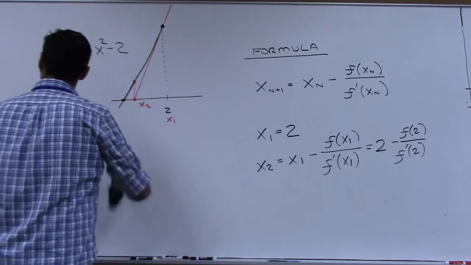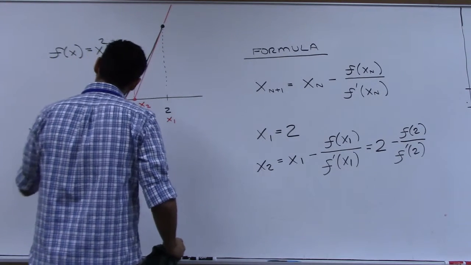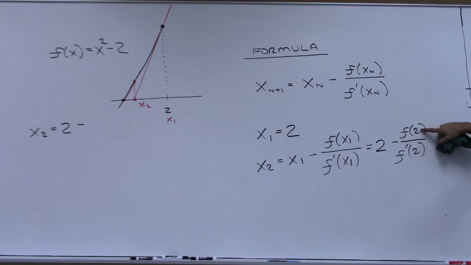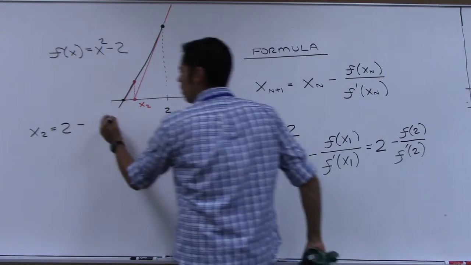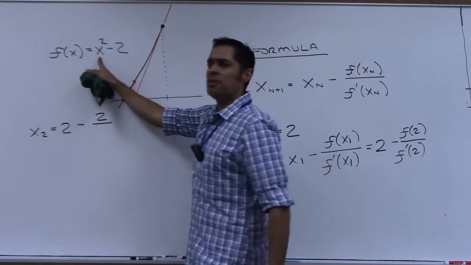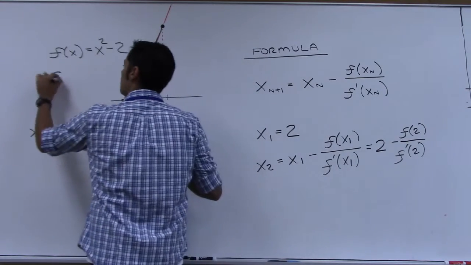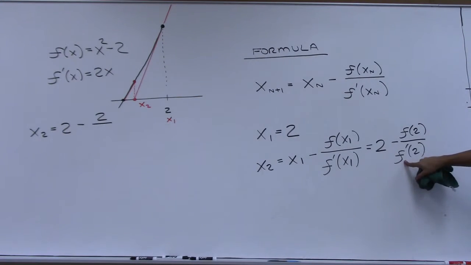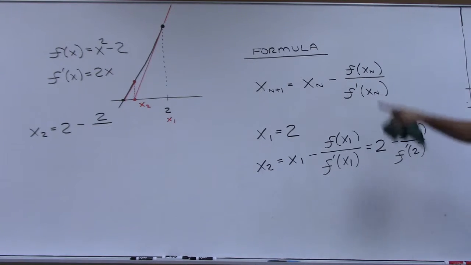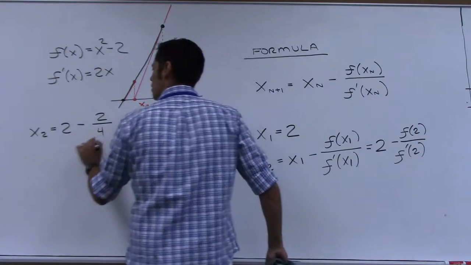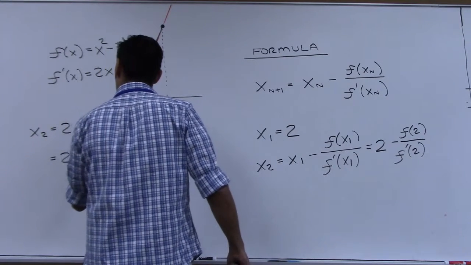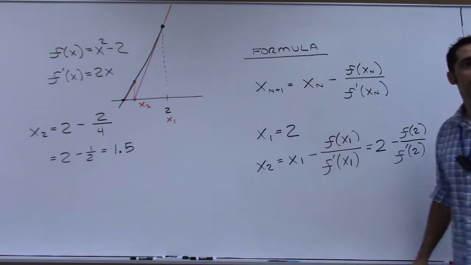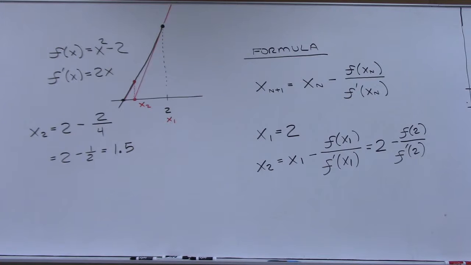So x sub 2 is equal to 2 minus, what is f of 2? 2 plugged into the original function, which is 2, over, and then what's the derivative of this? I didn't write it down. I figured it was easy enough. 2x. So you plug 2 into the derivative and you get 4, right? So you get 2 minus a half, which is 1.5. I'm going to go to a decimal now, all right? 1.5. Do you agree?